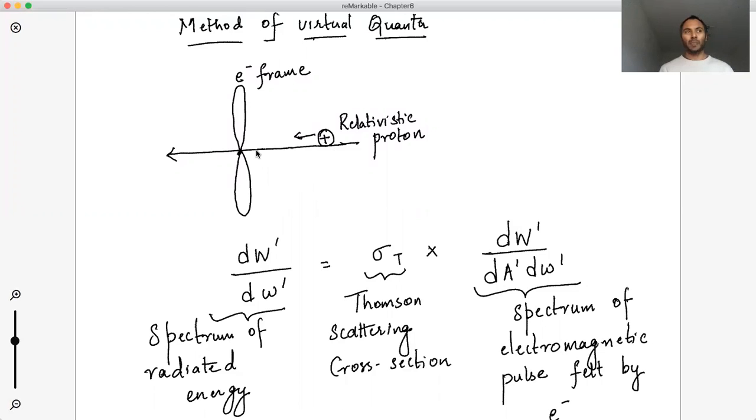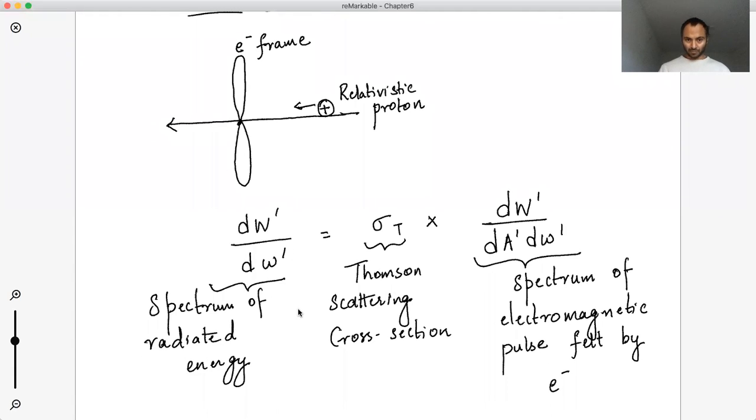It's a quantum way of thinking about the electrostatic field of a proton, right? So there's no acceleration, so there's no radiation. It's just that this proton has an entourage of virtual photons going with it. And then we know the cross section an electron presents to photons, right? We calculated that. That was the Thomson scattering cross section. So look at this equation.